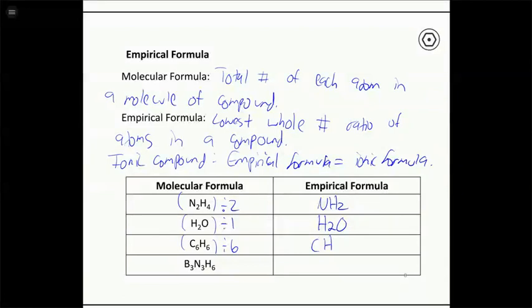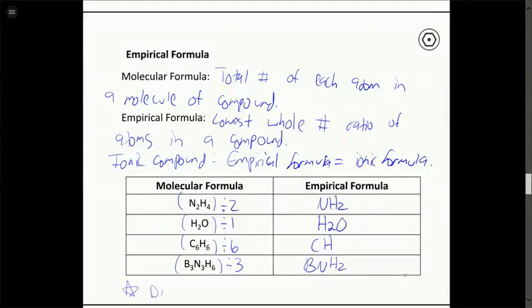And then if we have this more complicated one, B3N3H6, we could divide all of those by 3 to still get whole numbers, and so the empirical formula would be BNH2. All right, so in other words, if you want to convert the molecular formula into the empirical formula, you divide by the greatest common factor.